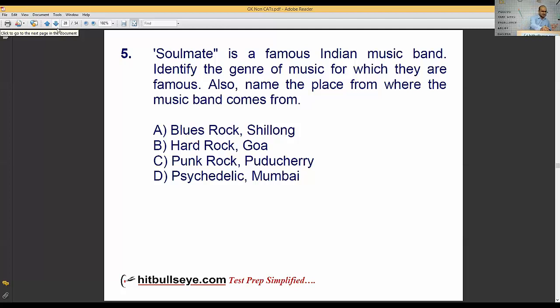Okay, moving on. So again, this is a miscellaneous question, a very unique type of question which you can't really prepare for. If you've just come across Soulmate, if you happen to hear this band, if you happen to read about them in a newspaper, then you would know. Otherwise, there's no way for me to suggest a source from which you can be prepared for such a question. Next.